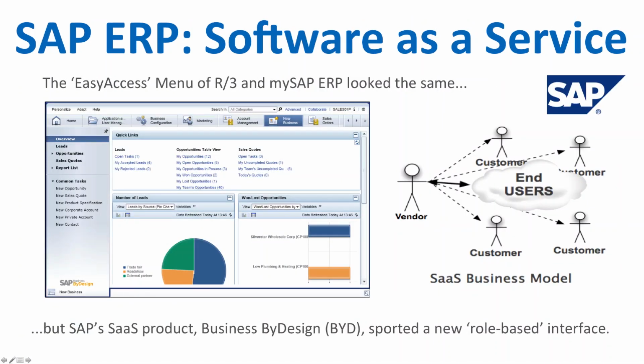Now, I showed you the Easy Access menu of R3, but when they designed another product, Business ByDesign, they went away from that and came up with a role-based interface. And actually, we evaluated this software for teaching. You can see at the top there's marketing. If you're a marketing manager, you can click on there, and it will take you into marketing. And only if you're a marketing person with credentials can you get in there.